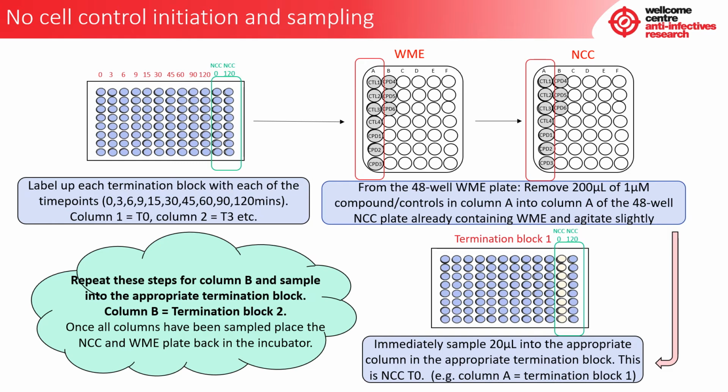Repeat these steps for column B and sample into the appropriate termination block. Column B equals termination block 2. Once all columns have been sampled, place the no cell control and WME plates back into the incubator.